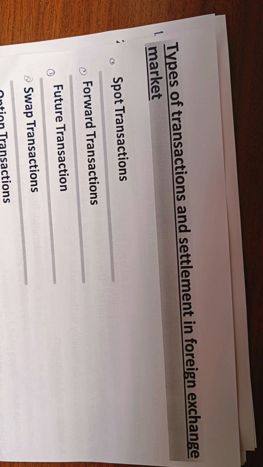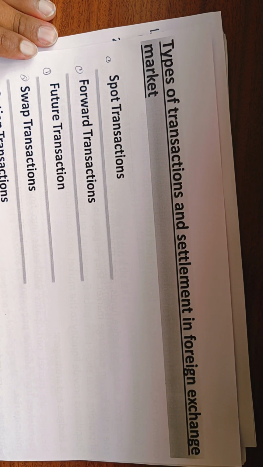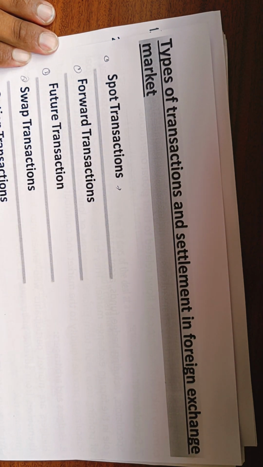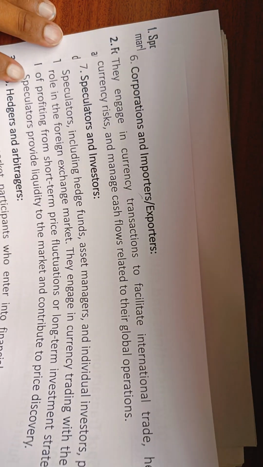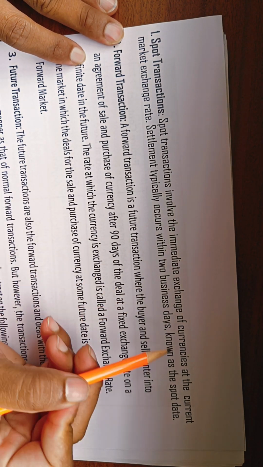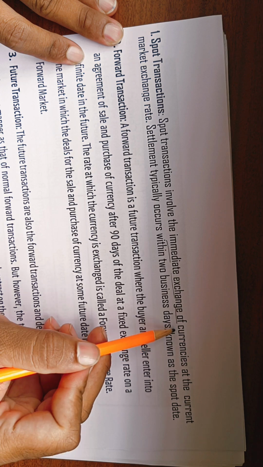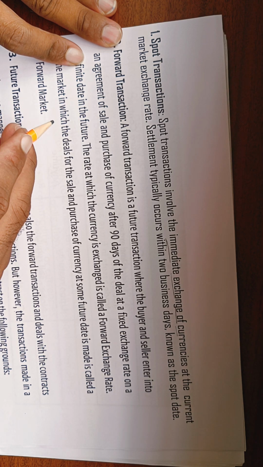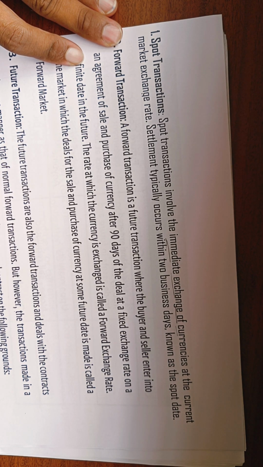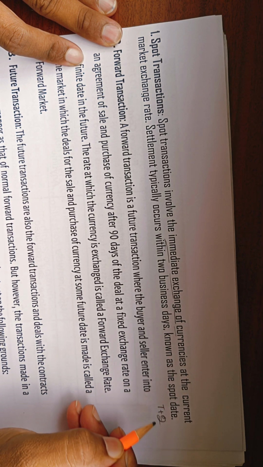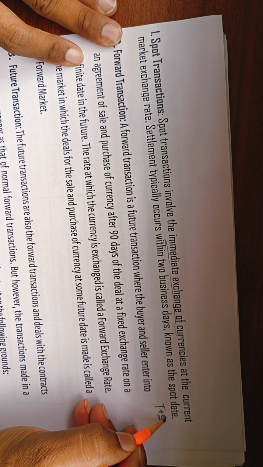So the first one is the spot transaction. Spot itself indicates that a spot transaction is an immediate transaction. We call it on-spot or spot transaction. What happens in a spot transaction? There is an immediate exchange of currencies. There is no waiting time or waiting line. Spot transaction means you immediately pay the money and do the exchange or the transaction. We call it T plus 2. T plus 2 is the transaction day plus 2 working days.